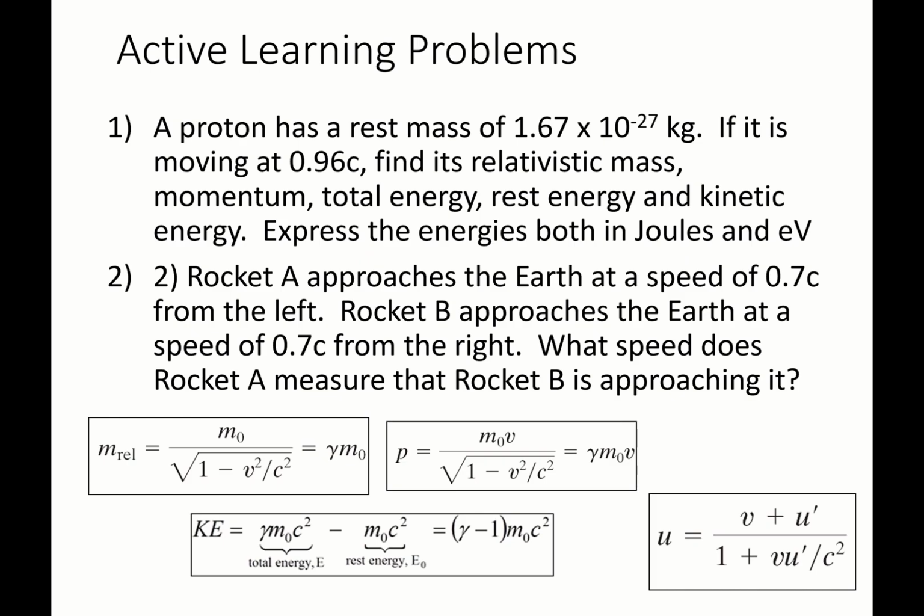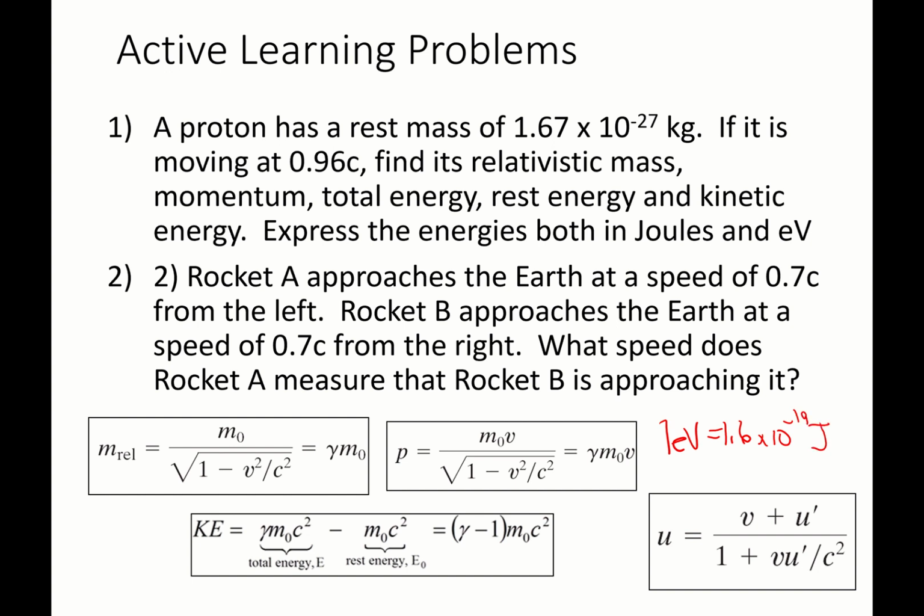So what I want you to do is to work through a number of problems. So for the first one, you're going to do something similar to what I did with the muon. You've got a proton, you're given its rest mass and its speed, and you want to find the relativistic mass, the momentum, the total energy, the rest energy, and the kinetic energy, and express those energies both in joules and also convert them to electron volts. Remember, 1 electron volt is 1.6 times 10 to the minus 19 joules.